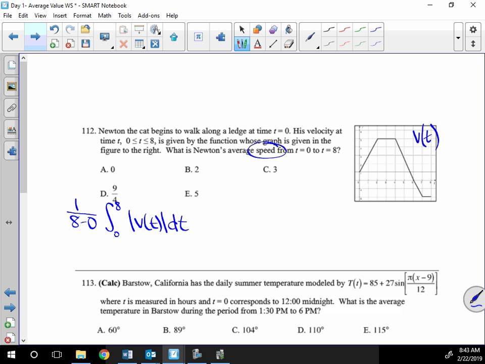But they didn't give us a velocity equation, they gave us a velocity graph. So how do I find my integral of the absolute value of velocity from 0 to 8? Yeah, we're finding the area underneath the curve, and any of this negative area, we're just going to make positive. So I'm just going to put a big positive sign next to it. Go ahead and find the area underneath the curve. Plug it into your formula here and see what you get.